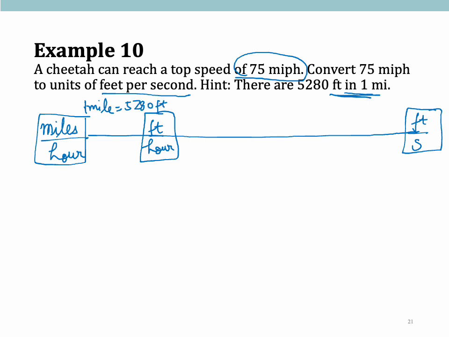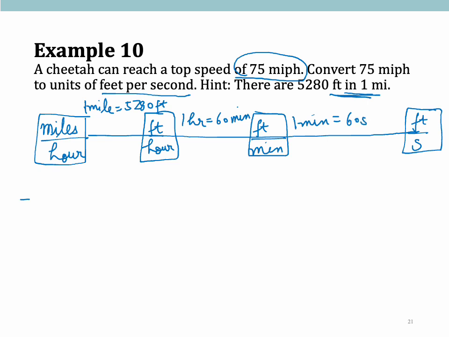Now I need to go from feet, and feet are the same here, but I need to convert hours to seconds. How do I do that? Remember, we can convert hours to minutes first. So feet will stay as it is. I will convert hours to minutes. So feet divided by minute. 1 hour, 60 minutes. 1 minute, 60 seconds. Because here feet is the same, minute is going to seconds.